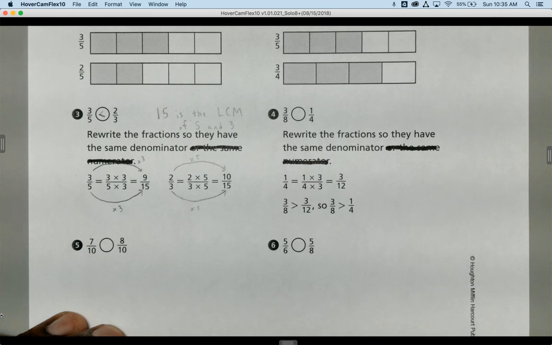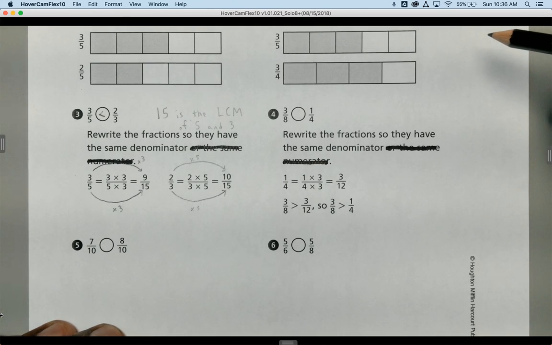And to me, when we're talking about fractions, we're talking about comparing them and eventually adding and subtracting them also. The common denominator is the way to go.